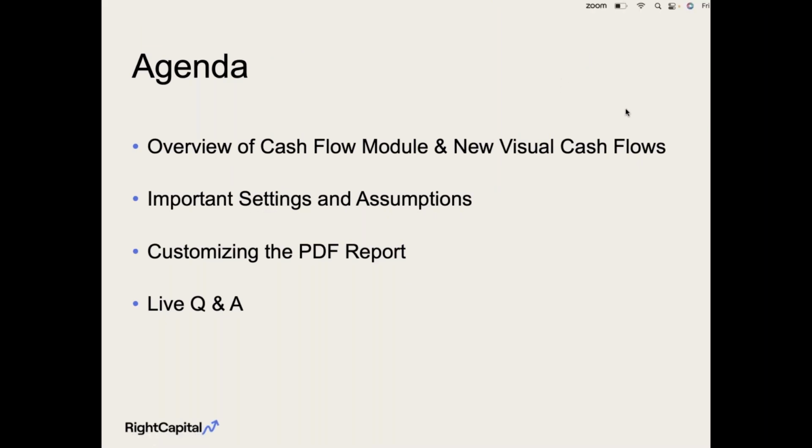So number one, we're just going to talk about the cash flow module and those new visual cash flows, everything from how we generate those to why the visuals you're seeing might be a little different than the visuals that I'm showing on screen. We'll talk through all those nuances. We'll talk through some important settings and assumptions as well that can impact and alter the cash flow reports that you're seeing. And then we're really going to dive into customizing the PDF output as well, because that's a big part of this. Cash flows are incredibly detailed and rich with data, but we want to make sure we're just providing the data that's most relevant to the clients. So that's our goal today.